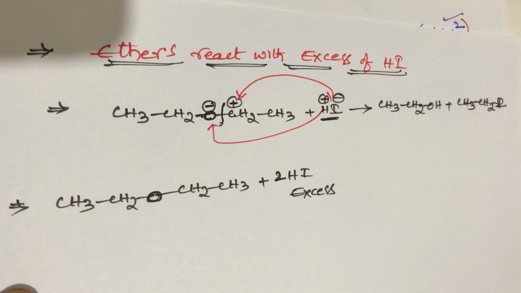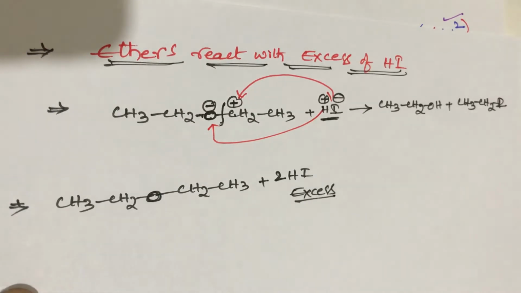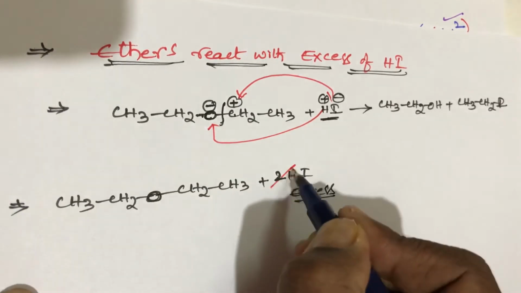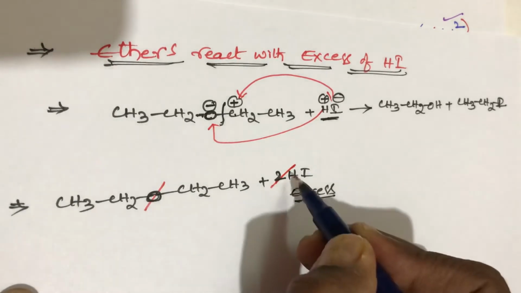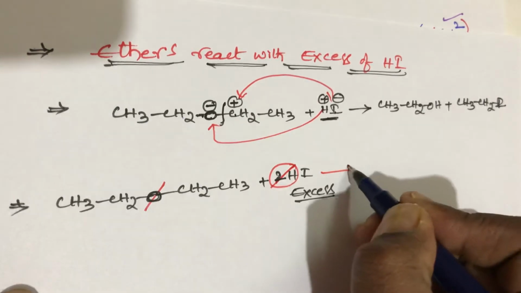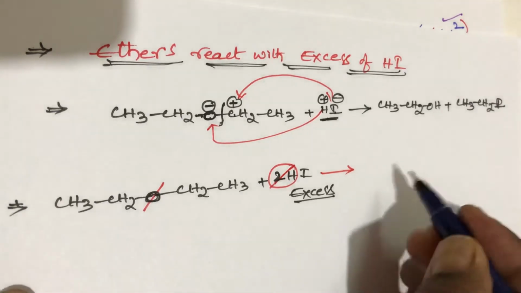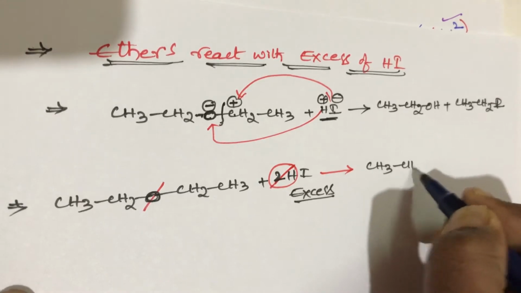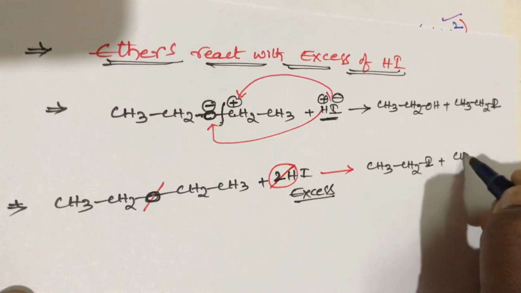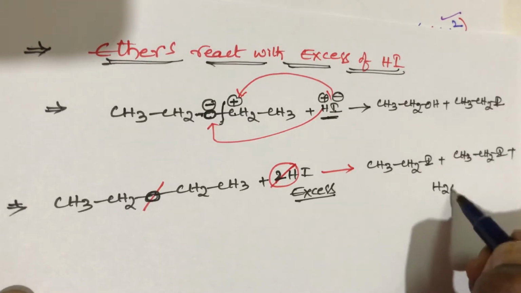But in the second example, the same symmetrical ether reacts with excess of HI, meaning 2 moles of hydroiodic acid. Remember, there are 2 hydrogens here and 1 oxygen, so water is eliminated. The product is CH3CH2I plus CH3CH2I plus water. This is the simple trick.